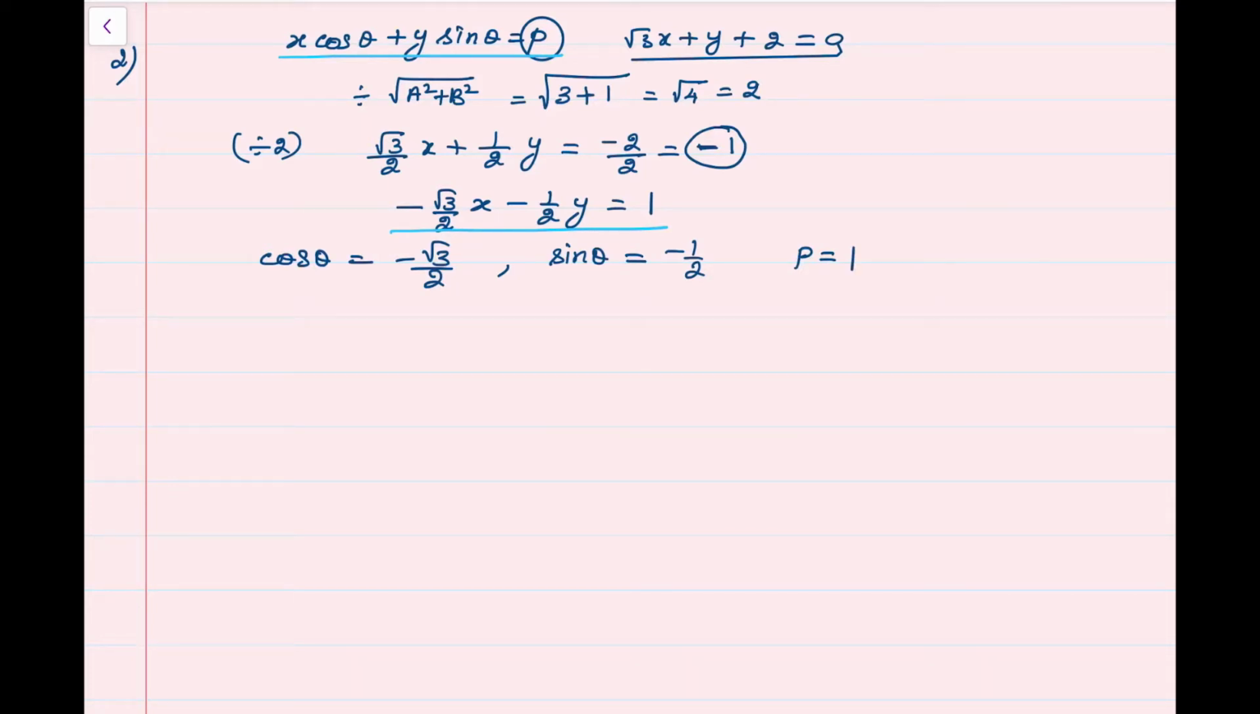P should be a positive quantity, and here cos is negative, sin is also negative. Both are negative in the third quadrant. And the base angle, sin 30 degrees is half. Therefore, the third quadrant angle theta will be pi plus the base angle pi by 6, which is 7 pi by 6. Therefore, p is 1 and theta is 7 pi divided by 6.